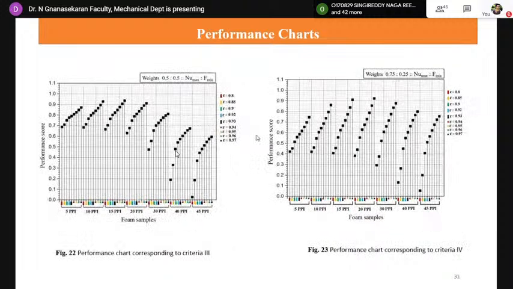In criteria 3, we are now giving equal importance. So I am giving 50% weightage to the Nusselt number and 50% weightage to the friction factor.